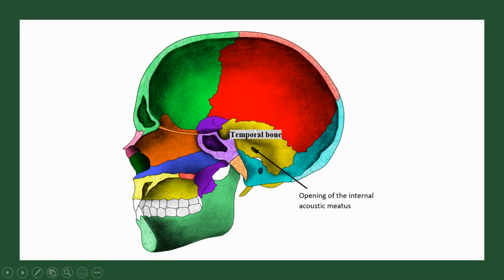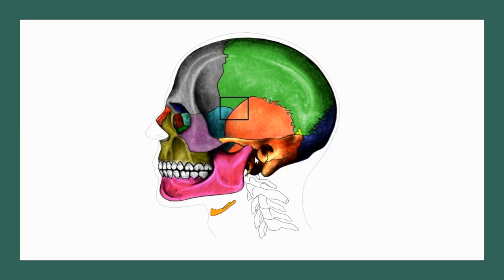Here's the sagittal section of the temporal bone, and you can see the opening of the internal acoustic meatus. This is the pterion, and you can see this is the region where the frontal and the temporal bone are at a junction.